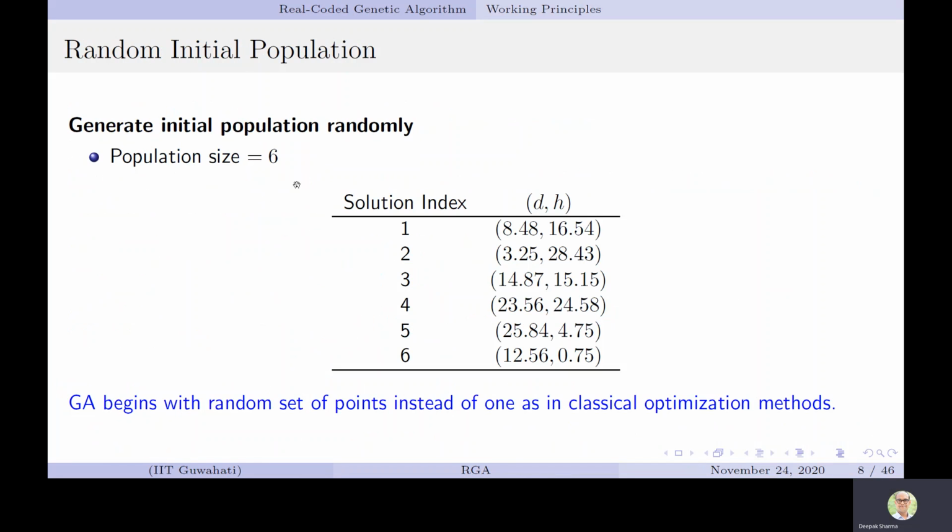As we remember, we have to start with the initial random population. So we chose the population size, capital N, equal to 6. We have given the index as 1, 2, 3, 4, 5, 6, and for the diameter and height, within the range of D and H, we generated random numbers. These random numbers are generated within the range. As you can see, these are the diameters. Just as a reminder, GA begins with a random set of points instead of one, as in classical or gradient based optimization methods.